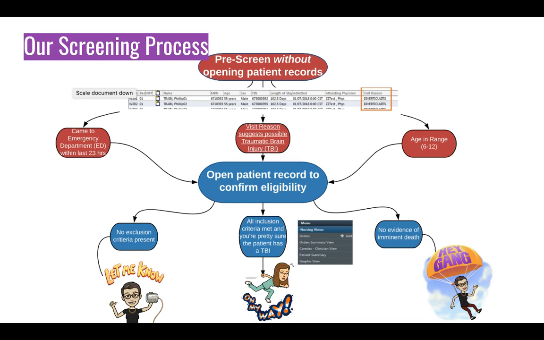And then you need to make sure that all the inclusion criteria are met, and that there's also no evidence of imminent death, because with these, the parents are probably going to be very distraught if they're hearing that their child is completely brain dead and there's no hope for recovery. So that would be a situation where we wouldn't want to go in the room and ask them, because it's a very sensitive time and we don't want to disturb that.